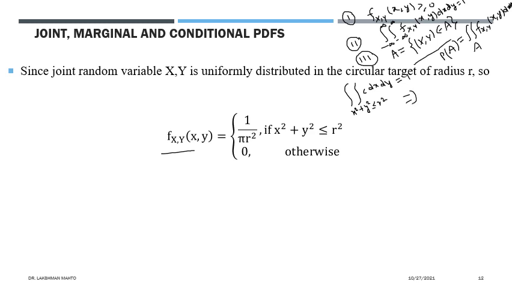C is a constant, so it comes out, and you are just integrating dx dy within the circular region. That means it is the area of the circular region, which is pi r square. So c times pi r square equals 1, and from here you derive that c equals 1 by pi r square, uniformly distributed. That's why the density is 1 by pi r square when x square plus y square is less than or equal to r square, and otherwise it is 0, because John is not hitting outside the circular region.